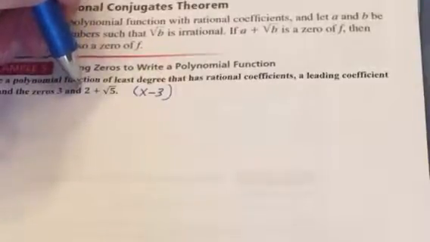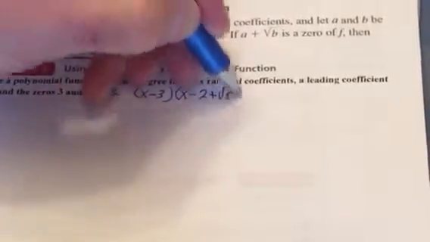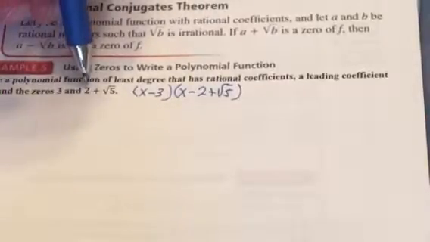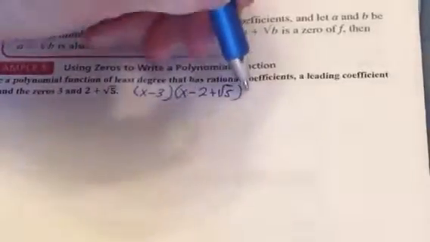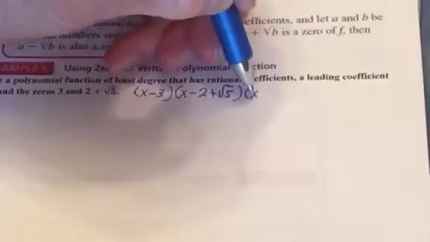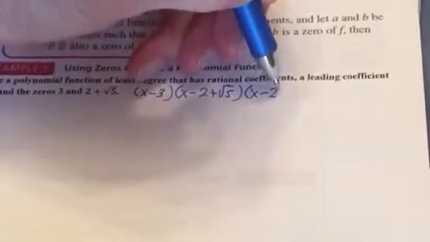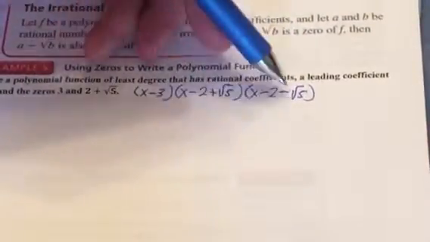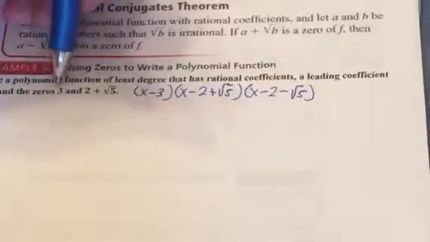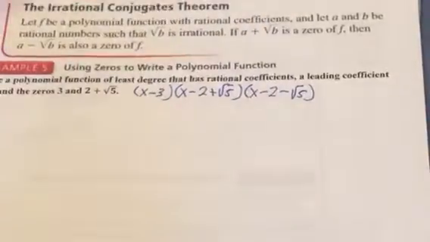If 2 plus root 5 is a 0, you know that you have x minus 2 plus root 5 as a factor. Now, if 2 plus root 5 is a factor, you know that you have 2 minus root 5 as a factor. So you have x minus 2 minus root 5. So subtle difference between these two. You're subtracting these zeros inside the factor on all of them. It's just that on this one we have minus root 5 and on this one we have plus root 5.